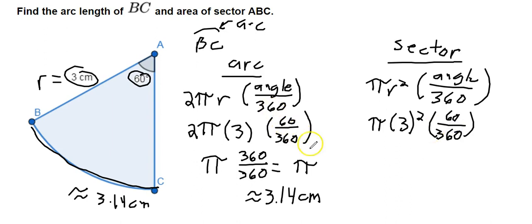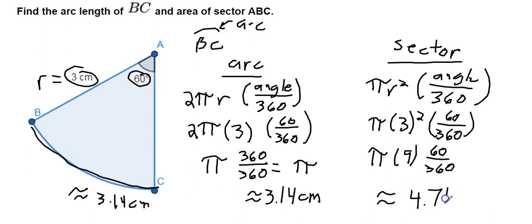You go ahead and start chugging this out. Pi times 9 times 60 over 360. When you multiply 3.14 times 9 times 60 divided by 360, that gives you approximately 4.71 square centimeters. That's going to be the area of this whole sector, this light blue area. It's how many square centimeters are in that pie piece, that slice of pizza there. Let's take a look at another example.